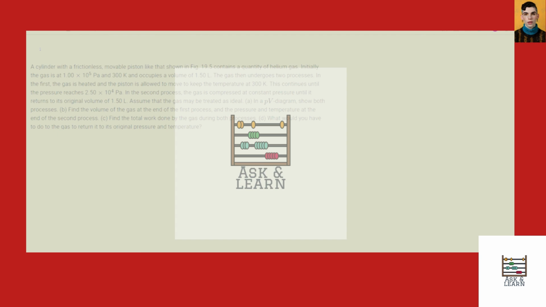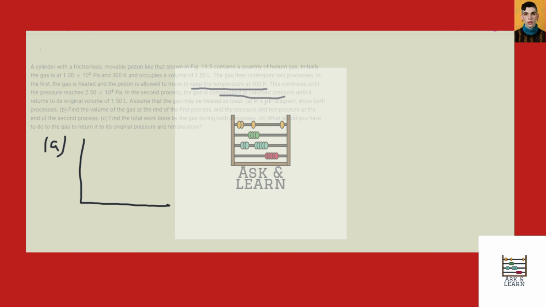All right, for this problem, we have two processes. The first one is that the gas is heated, and it is actually an isothermal process because the temperature is fixed. The second process is at constant pressure. For this part, we want to sketch the PV diagram.